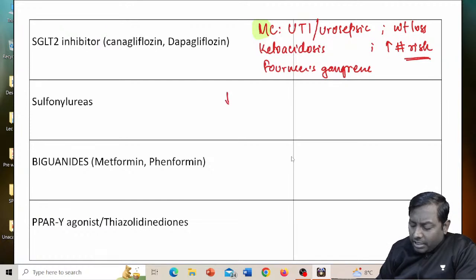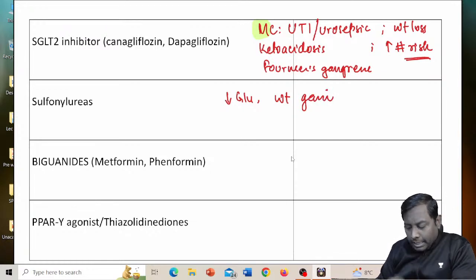Sulfonylureas will be causing side effects like hypoglycemia. They will also be causing side effects like weight gain and agranulocytosis.